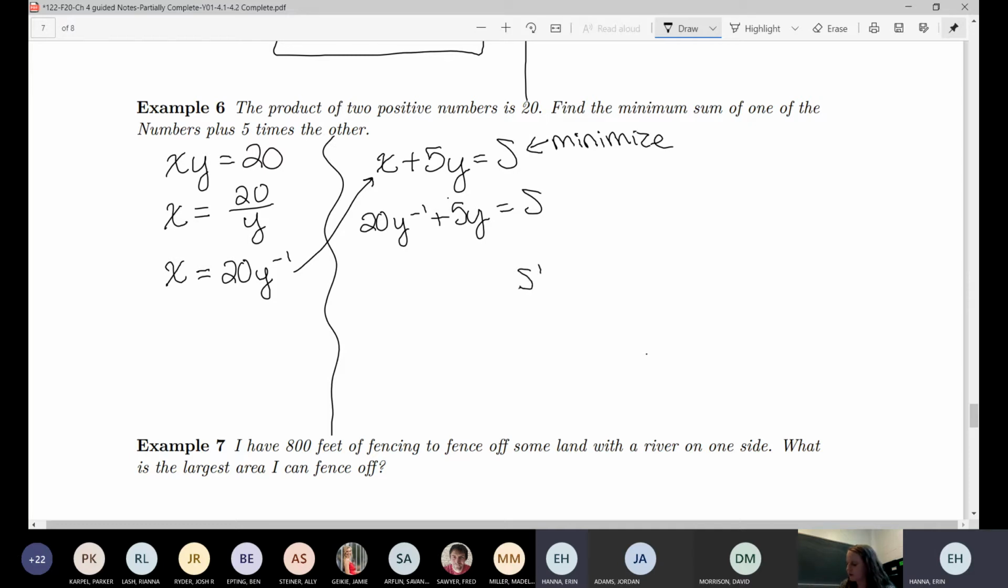So let's find the derivative. We've got some power rules going on. Bring the power down, so we get negative 20y to the negative second, negative 1 minus 1, plus the derivative of 5y, which is 5.